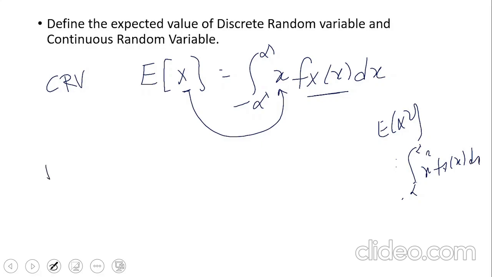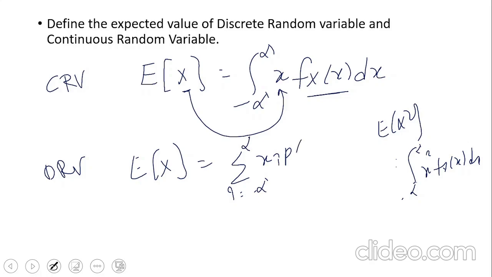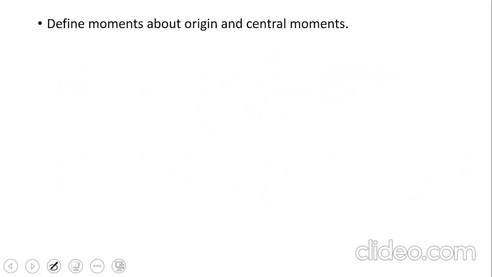Okay, so for the discrete random variable, the expected value E of x is equal to, the integration becomes summation, i is equal to minus infinity to infinity, xi p of xi. The density function is replaced with the probability mass function p of xi, and x as it is. So xi into p of xi is the formula for the discrete random variable.